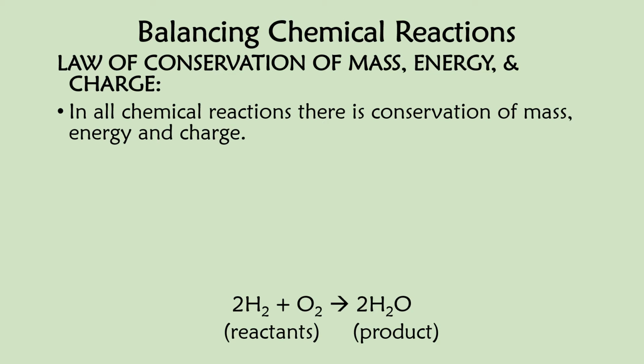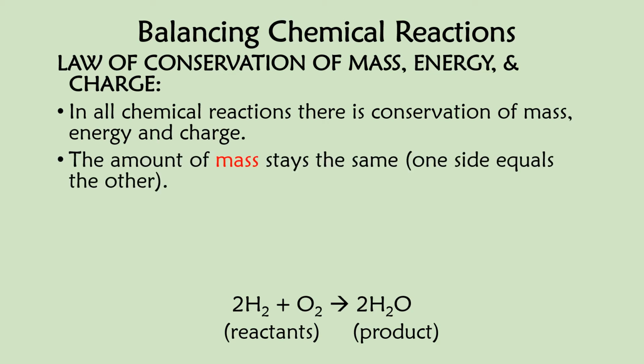What that means is that if you look at this chemical reaction at the bottom, we have the reactants on the left hand side. Reactants are what we start with, and then we have the products on the right hand side. Products are what we get as a result of a chemical reaction. So in this case, we are starting with hydrogen and oxygen gases, and then as a product, we are getting water.